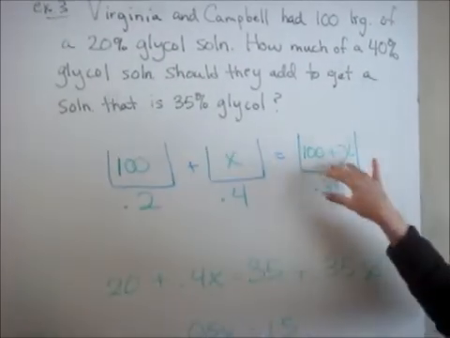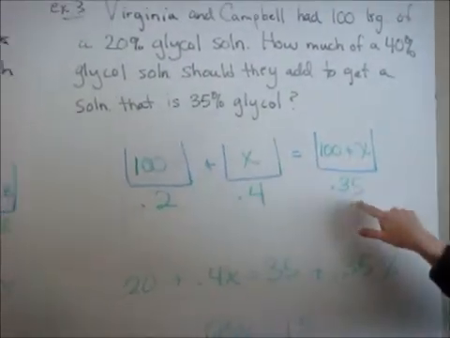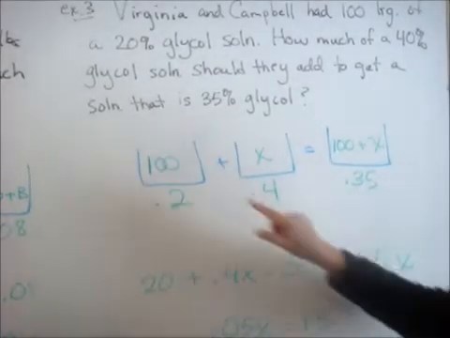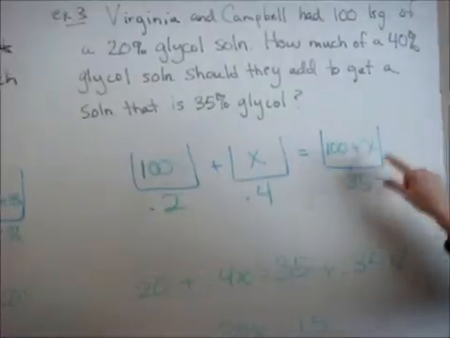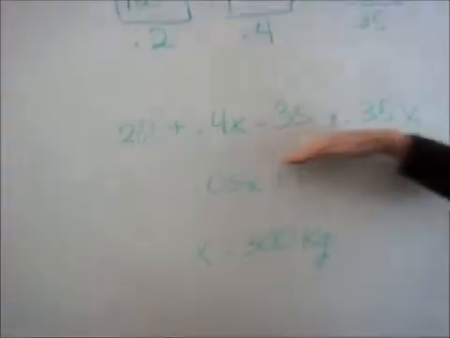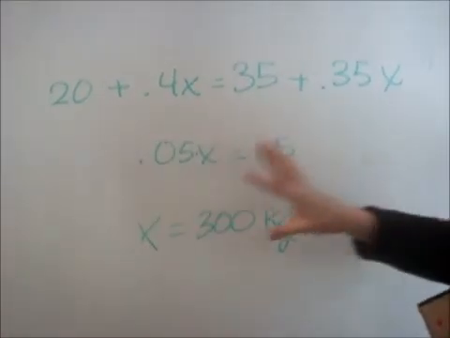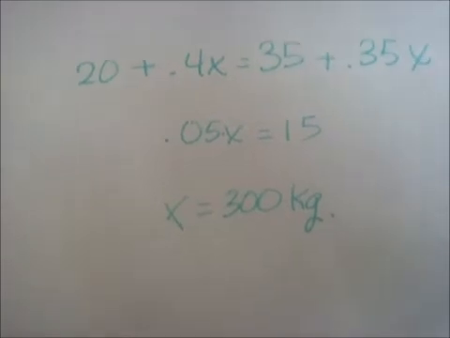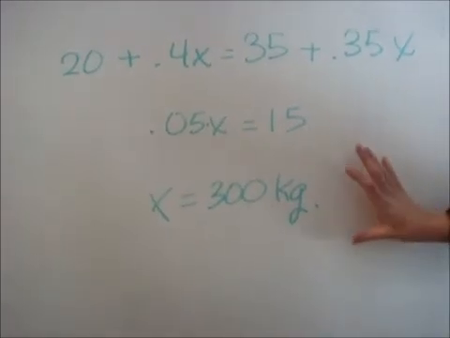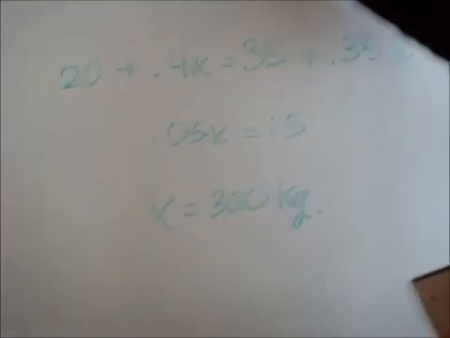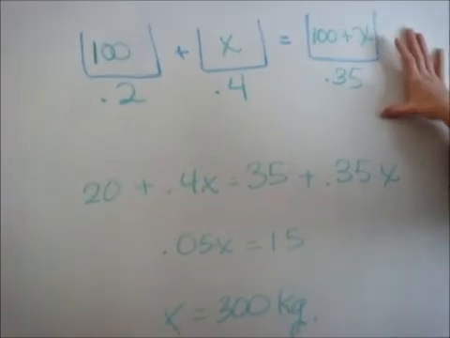Remember, we add these two numbers in our final bin to get a 35% solution. We're just going to take this times this plus this times this equals this times this. And we're going to get this equation. You can slow your video down if you need to look at the equation. X is on one side, numbers on the other. Divide both sides by 0.05, and we need to add 300 kilograms of the 40% solution to get a 35% solution. That's it.